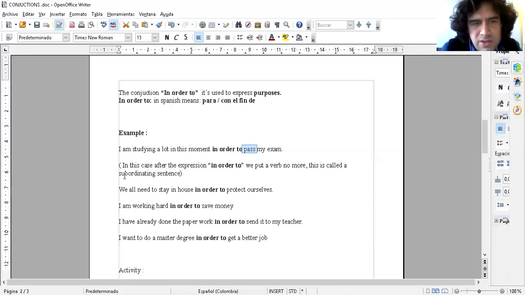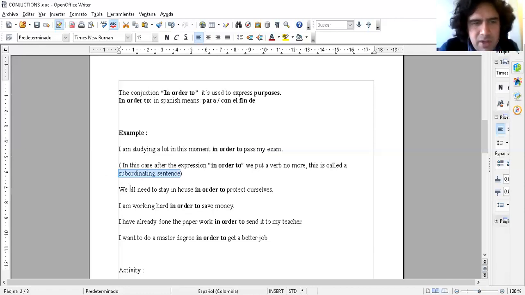Because this is called, se llama subordinating sentence, una oración subordinada de otra. Diferente al because y al so, porque ellos sí tenían dos oraciones diferentes. In order to es para una oración subordinada, ¿ok? Entonces no necesita sujeto, solo el verbo.